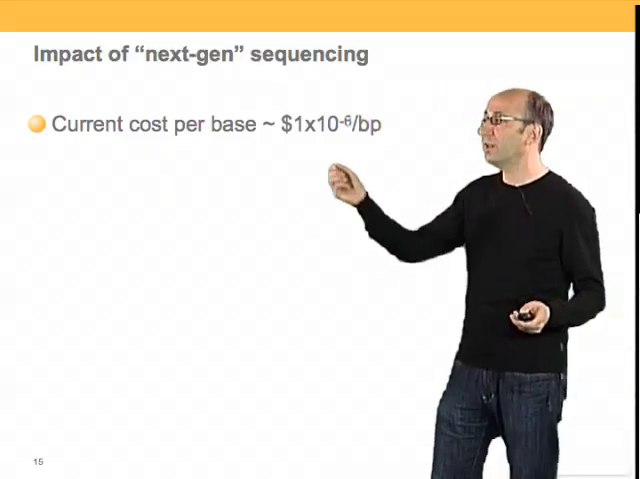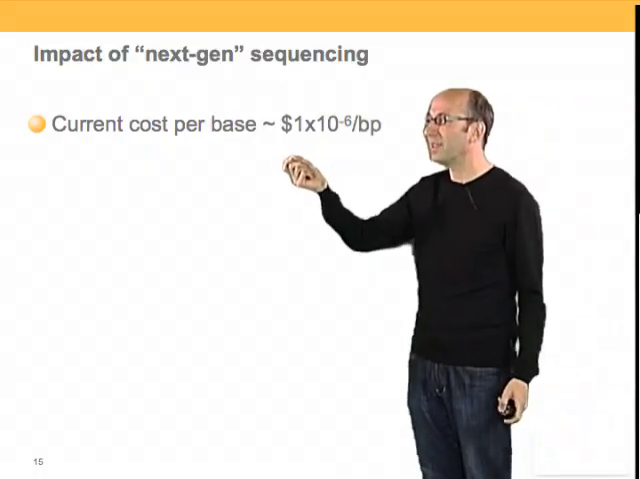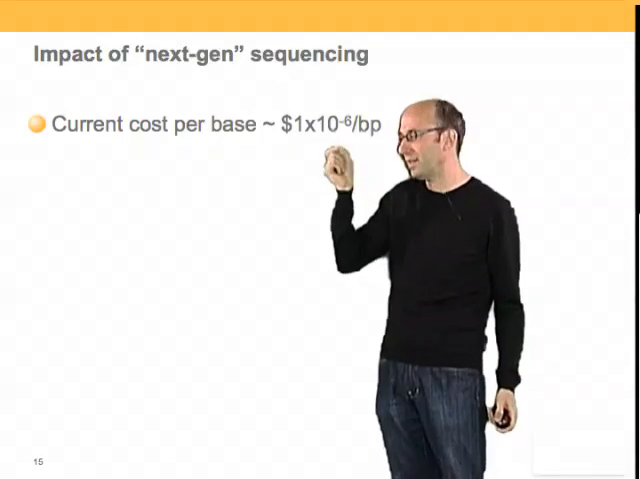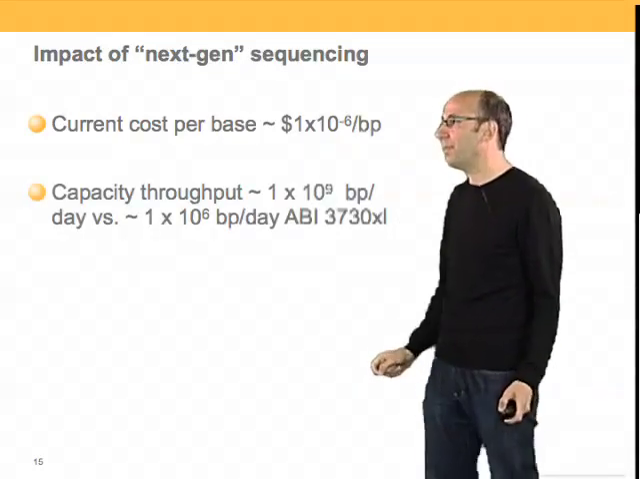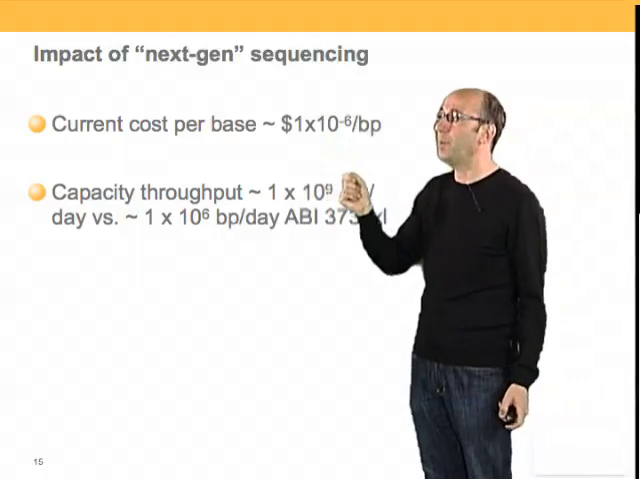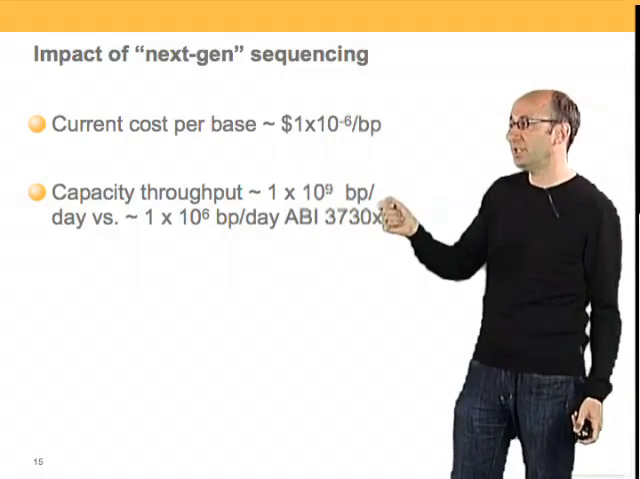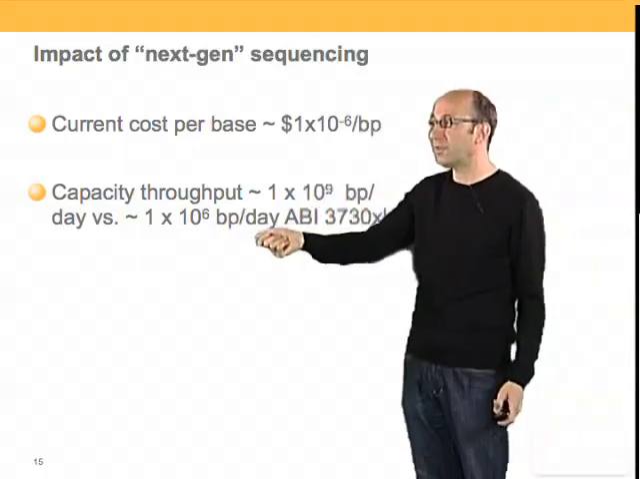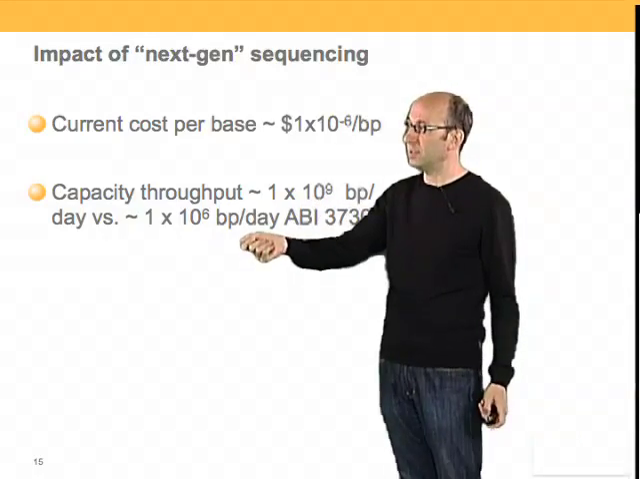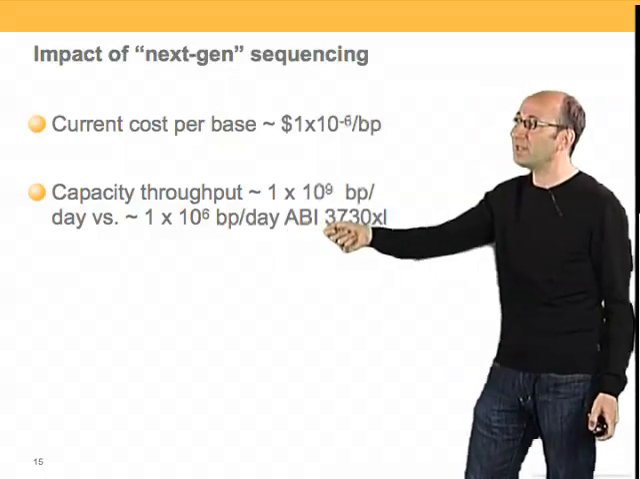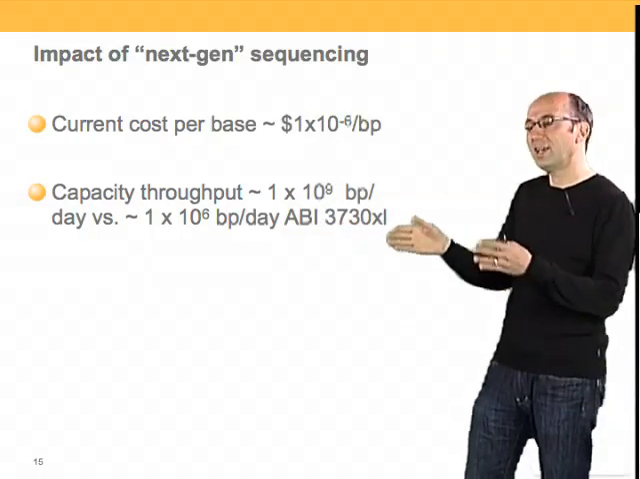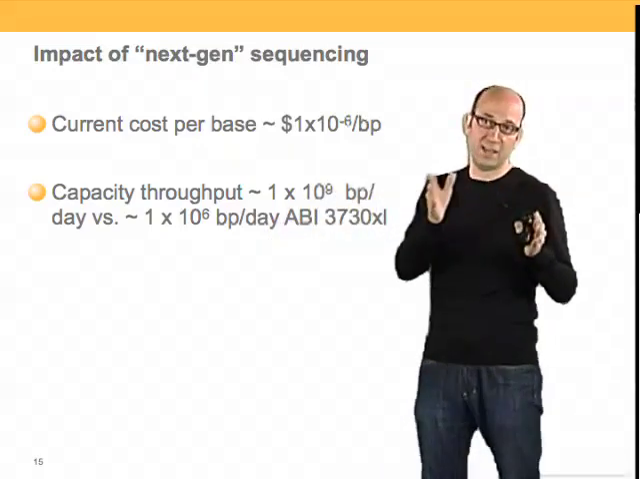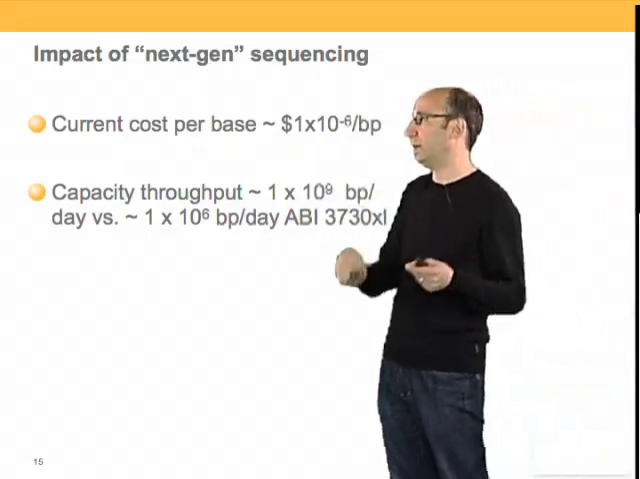So currently, using the Illumina platform, the cost per base pair is 10 to the minus 6 dollars, one-millionth of a dollar per base pair. And the capacity is about 1 billion base pairs per day per machine. By comparison, the most productive capillary electrophoresis machines work at 1 million base pairs a day. In other words, each capillary electrophoresis machine was doing 1/1000th of the work of the Illumina sequencers that I just showed you.